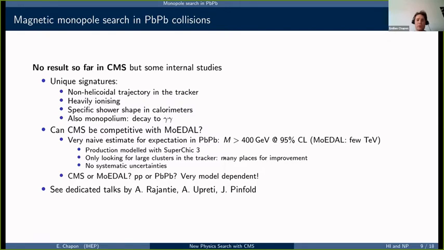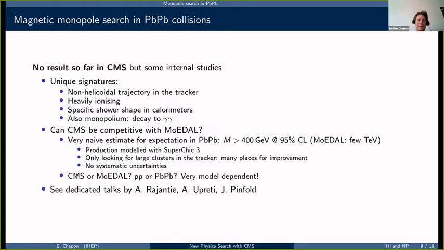So of course, this first study has a lot of places for improvement. We should include the other signatures for better sensitivity. On the other hand, this was a naive study. We did not include systematic uncertainties. So that's why this number should be taken with a lot of care.